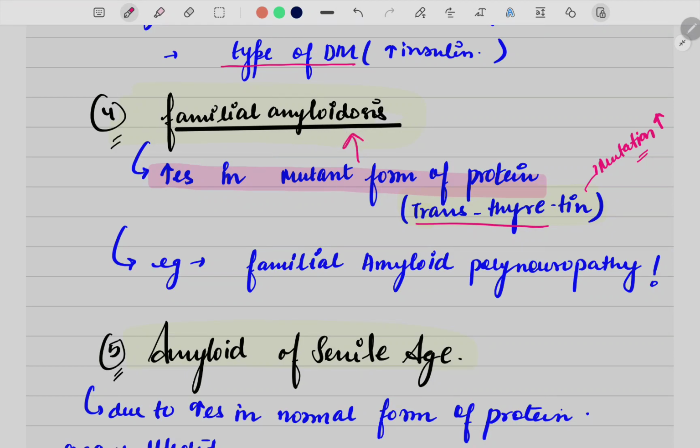Not at all complex, guys, it's very easy. There is a protein named transthyretin. This transthyretin gets mutated and then it increases. After the mutation, the mutated form is going to get increased. That is a cause of your familial amyloidosis. Okay, the example here is the familial amyloid polyneuropathy. Just remember the name polyneuropathy.